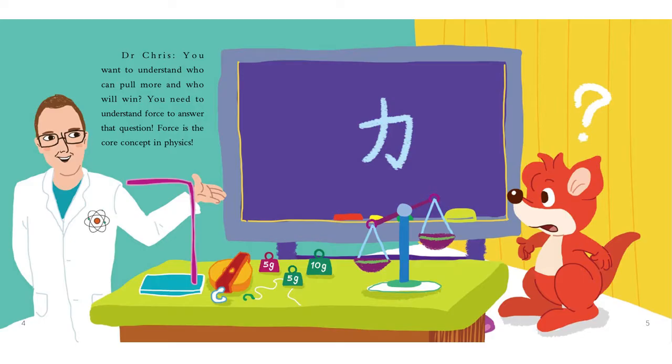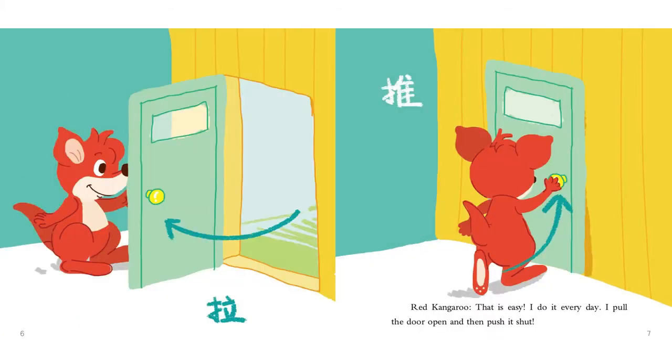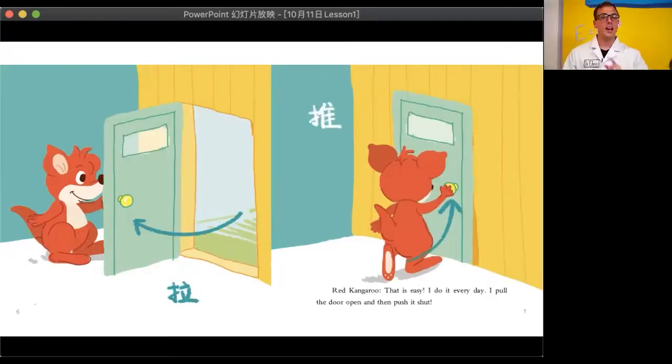Red Kangaroo likes to go visit Dr. Chris in the lab to get the answers to the questions. And Dr. Chris tells Red Kangaroo, you need to understand who can pull more, and that's who will win. You need to understand the force to answer your question. And force is the core concept in physics. And Red Kangaroo says, of course, I do that every day. I pull the door open and I push it closed. And those were some of the examples that you gave me earlier.